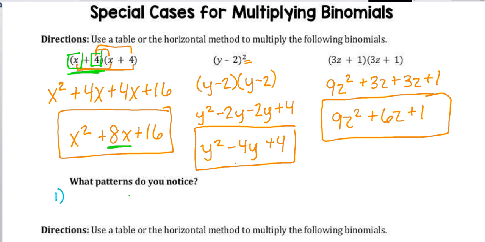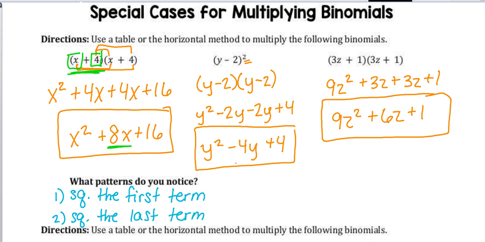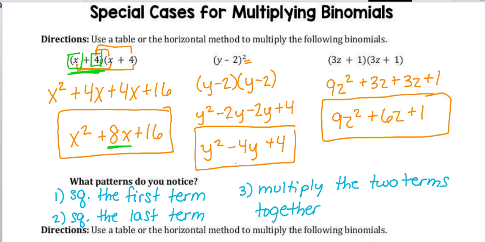So first we said: square the first term, square the last term, multiply the two terms together, and double them.